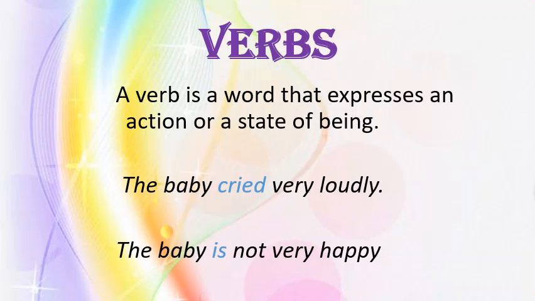Before starting the topic, let's see what is the definition of a verb. A verb is a word that expresses an action or a state of being. Here in these two sentences you can notice: the baby cried very loudly. In the first sentence, cried is a verb, an action verb, which is telling what the baby is doing.